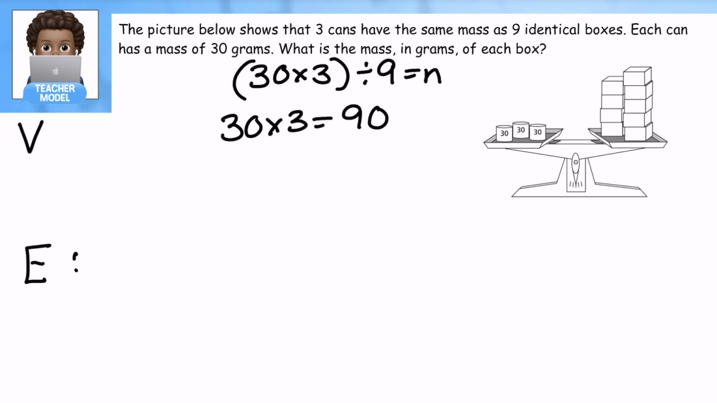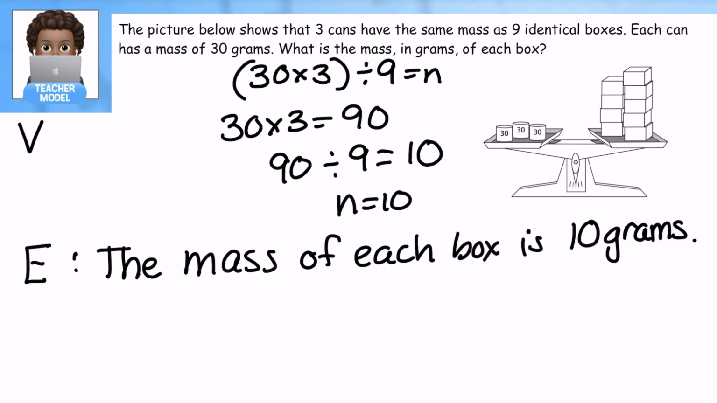And that means everything on the left also weighs 90 grams. So I'm going to take that 90 grams and divide it by 9 to get 10. So what does that 10 mean? Let's explain our answer. The mass of each box is 10 grams. All right, let's hit pause and also jot this down in our notes.